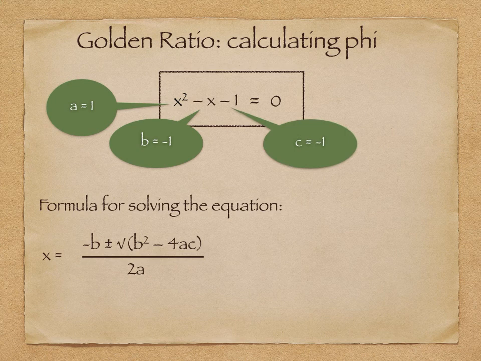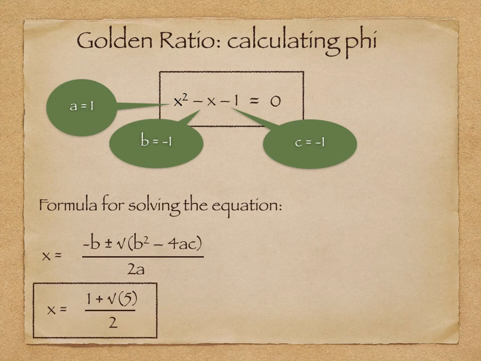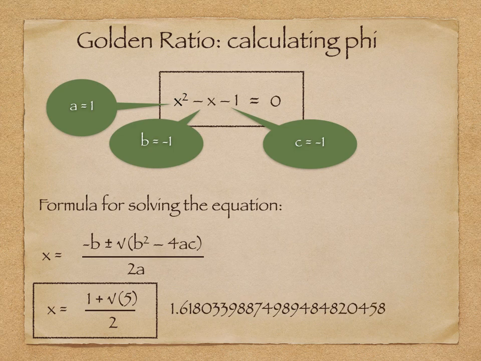If you enter these numbers into the formula, you'll find that one of the solutions is 1 plus the square root of 5 all over 2. And if you work that out, you'll get this answer. The decimal string goes on and on, beyond the page, and indeed beyond the known universe, to infinity. And this number is the golden ratio, phi.